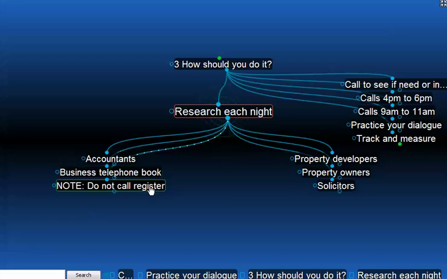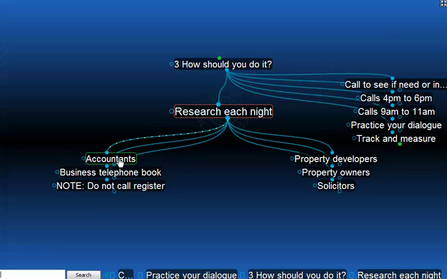Be aware of the do not call register. It's going to exist in your area. There will be laws and regulations that apply to it. Check them out and make sure you stick to the rules. The business telephone book will offer you a good strategy to get around that problem, but when you telephone individuals, you do have to worry about the do not call register. So check out the laws and the rules that apply to that.